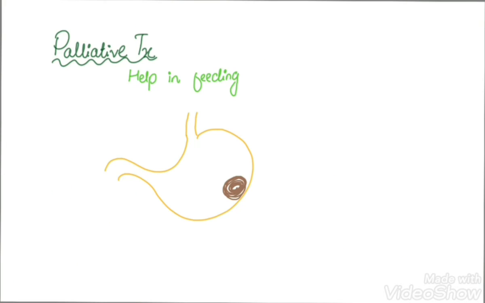If the disease is incurable, we help the patient in feeding. Since dysphagia and vomiting can occur, we pass a tube down from the esophagus into the duodenum. This bypasses the obstruction. This is known as intubation and stenting. We can also pass a tube that connects outside to the lumen of the stomach and help the person to feed through it. This is known as a gastrostomy tube.